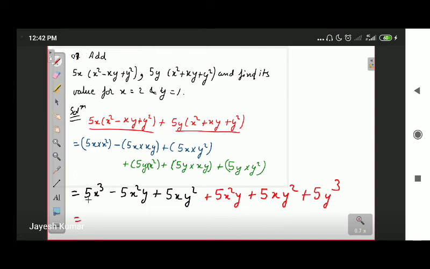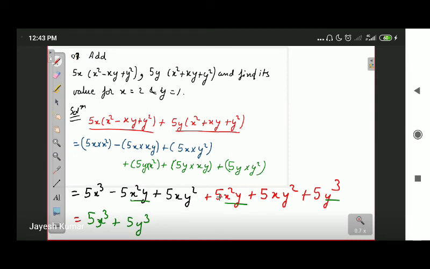See, 5x cube is alone in itself. There is no other term with x cube. There is no other term with y cube. So x cube and y cube will be as they are. I will write 5x cube plus 5y cube. After that, x square y. There is one term with x square y, this is xy square, and this is again x square y. So I have two terms, both of them containing x square y. So the variable part is the same.